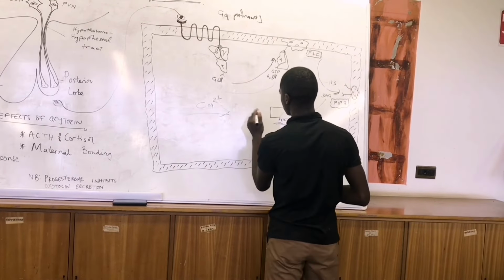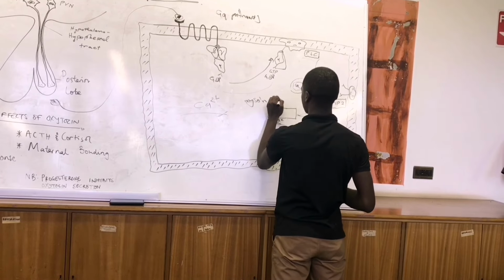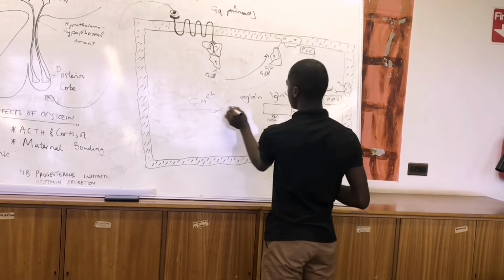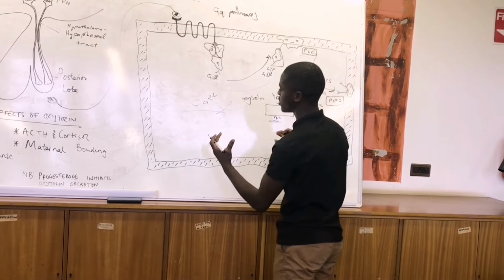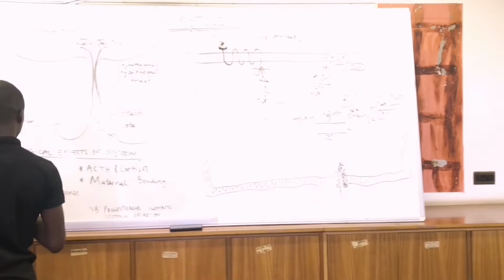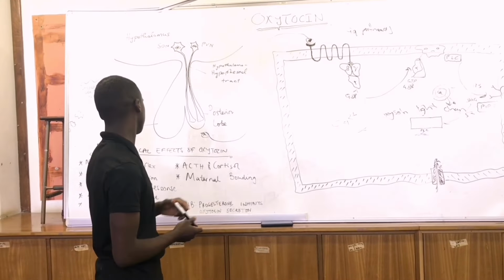And it binds to the myosin light chains. So the overall effect is going to trigger contraction. Okay, so now we know the pathway. So what are the physiological effects of releasing oxytocin?